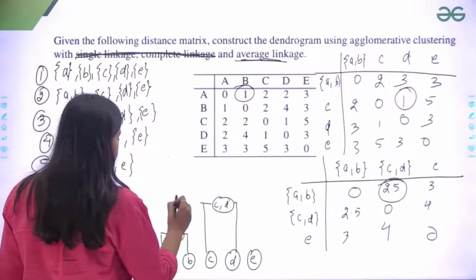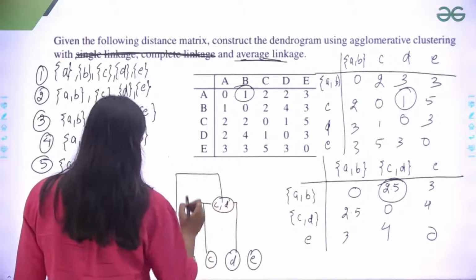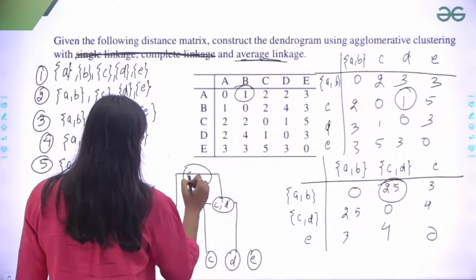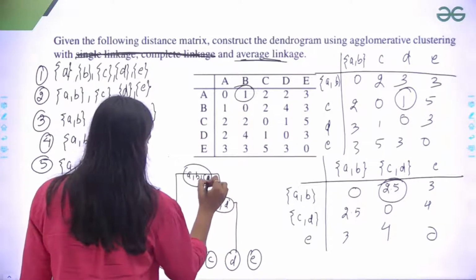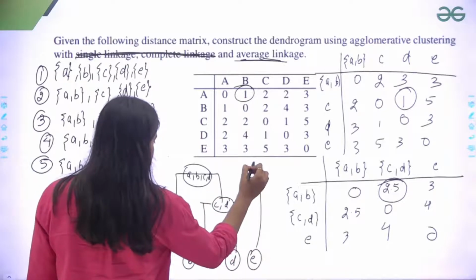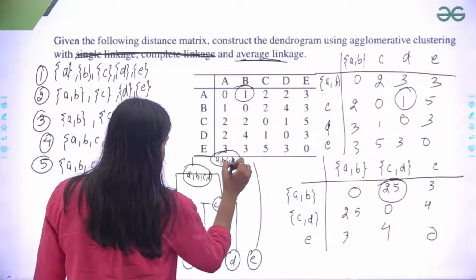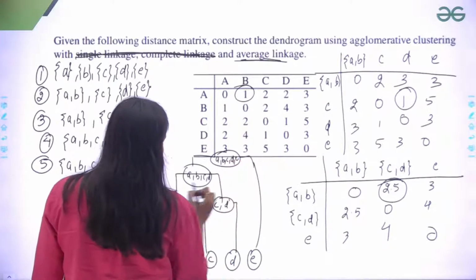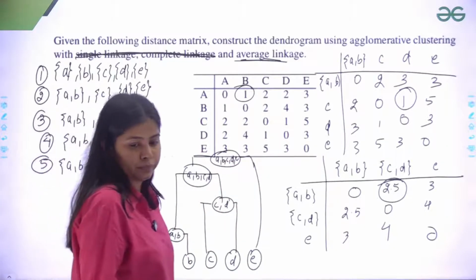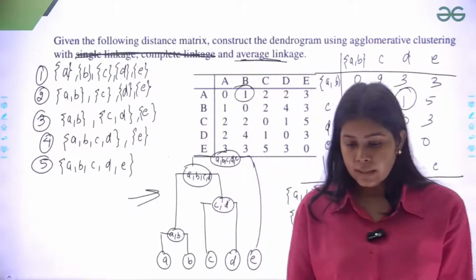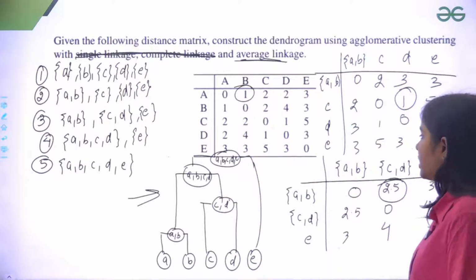Now you would combine AB with CD. Here I have A, B, C, D, and then the final combination, that is A, B, C, D, E. So this is my final dendrogram. I hope everyone gets it, that how to form this dendrogram.